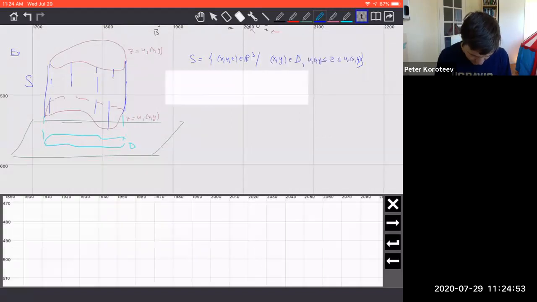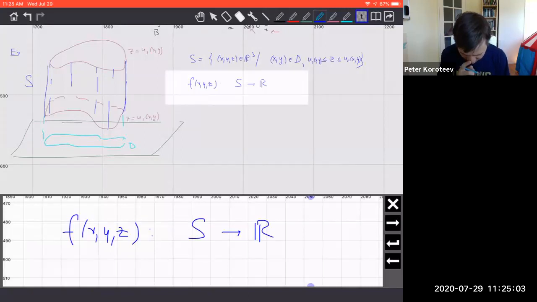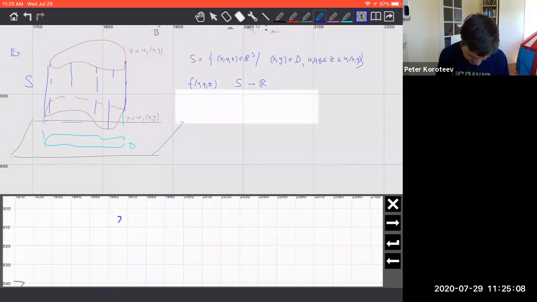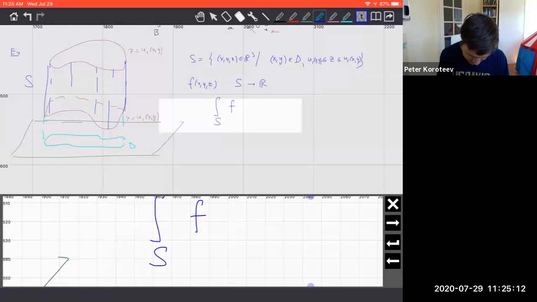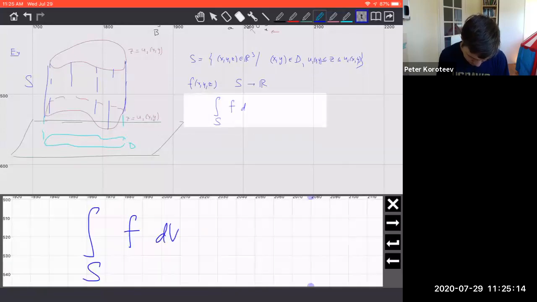And then there's a function f that is defined on S. It's a function that takes S to R, a continuous real-valued function that lives on S. So our task is to integrate this function f over the solid S. How do we do that?